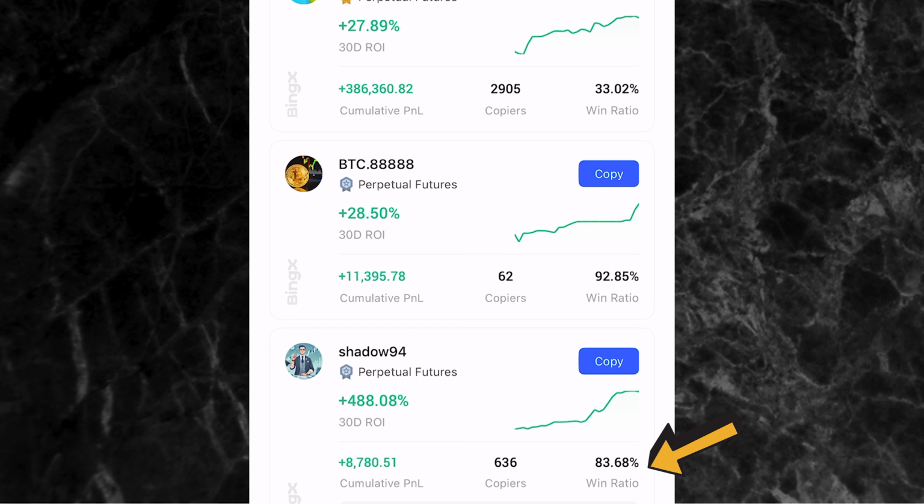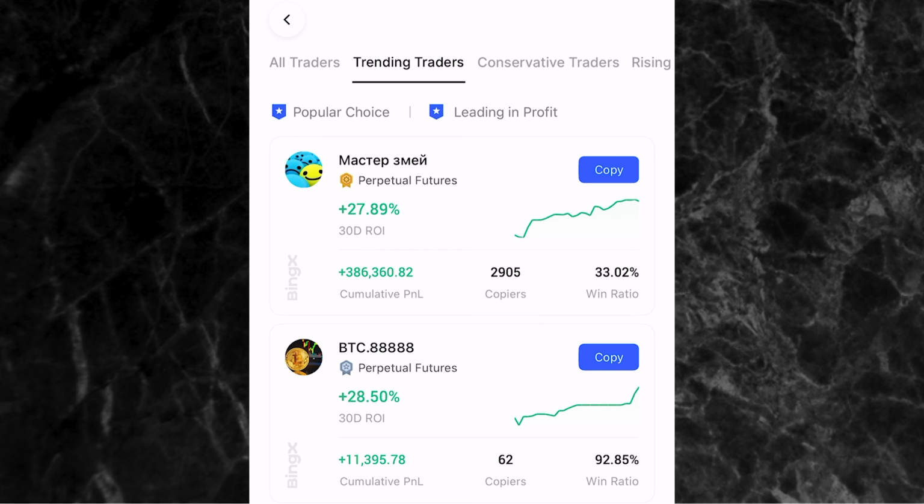And you can see this third person right here. This person has 83% win ratio, and this person has 636 copiers. But that's not the only thing. This person is also trending for having 488% profit in the last 30 days. So you can see right here, you will see different traders that are currently trending in different categories right here.